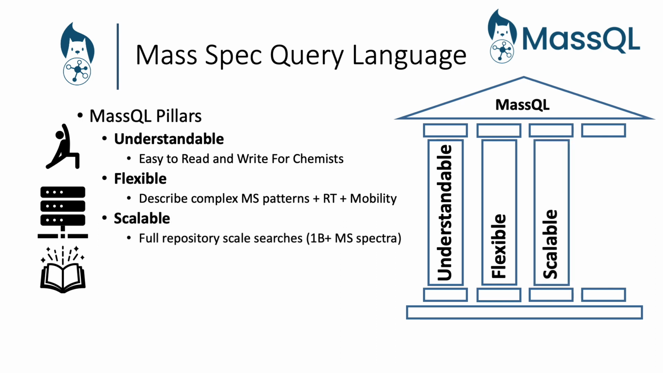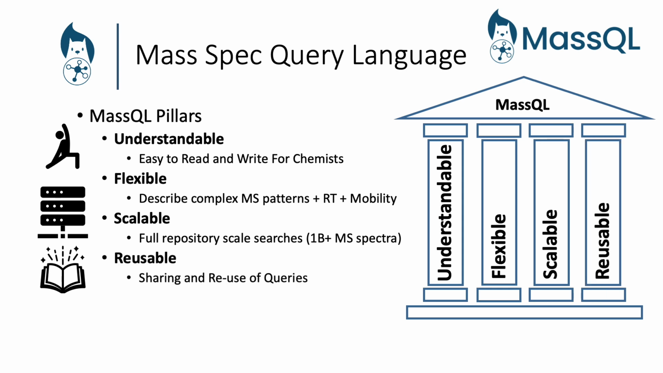Third is that it's scalable. Right now people might be looking for patterns one spectrum at a time, which is incredibly slow. We want to make sure that if somebody takes the effort to express a pattern in MassQL, they can search one file, 10 files, a whole project, or an entire repository of billions of compounds.